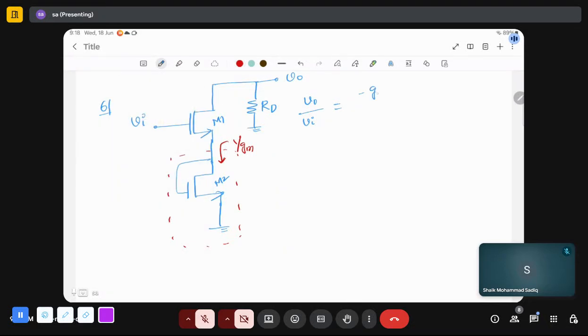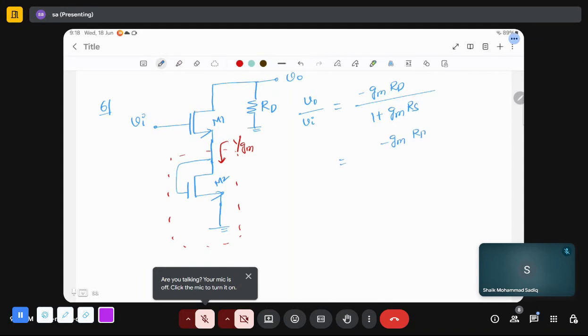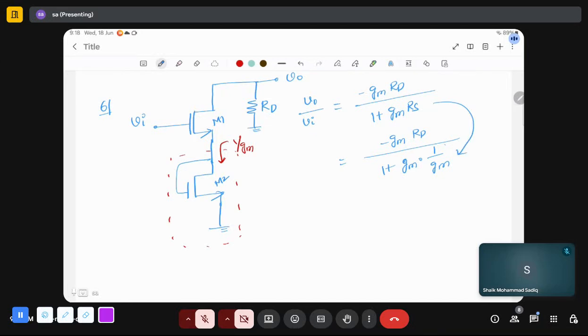So the gain is minus gmRD by 1 plus gmRS. Here, in place of RS you have 1 by gm. We have replaced RS with 1 by gm. So gm cancels, and this is minus gmRD by 2.